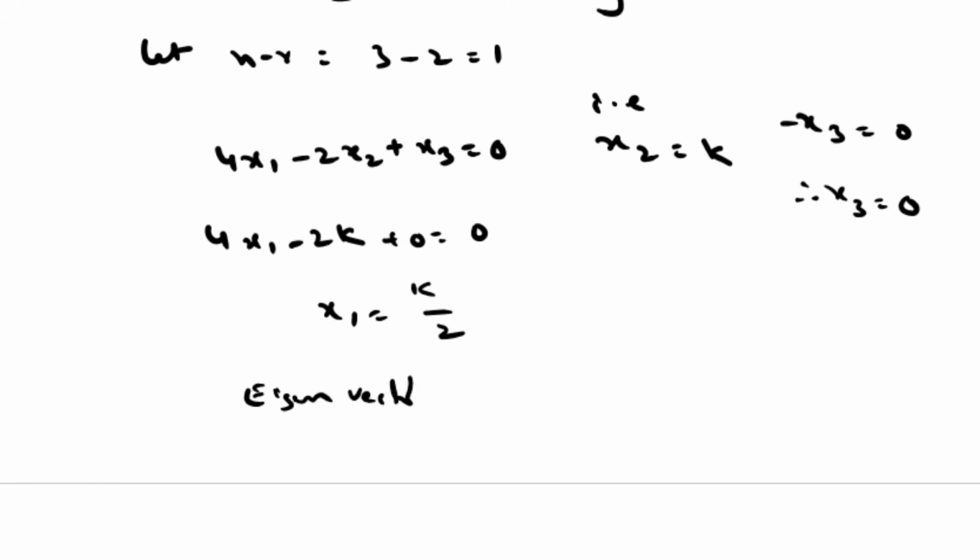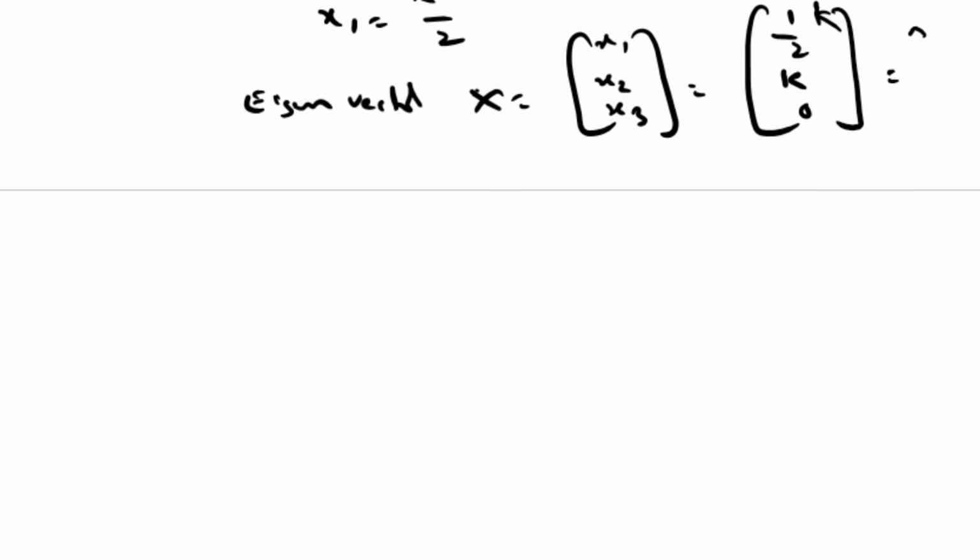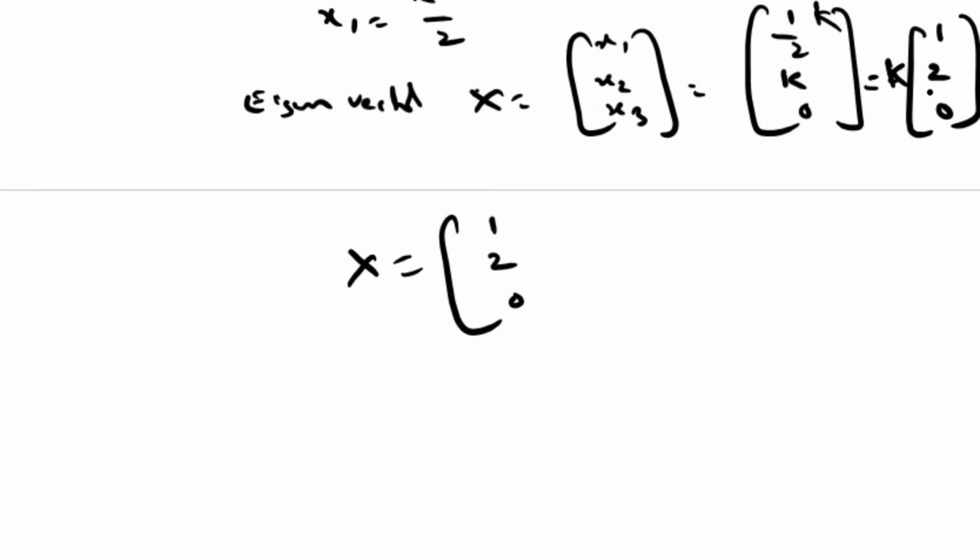Eigen vector is X is equal to x1 x2 x3, which is equal to k by 2, k, 0, is equal to 1 2 0 into k. X is equal to 1 2 0.